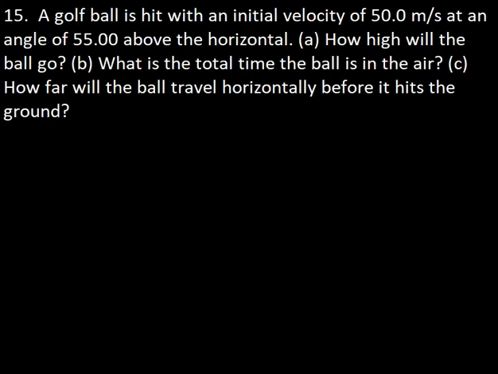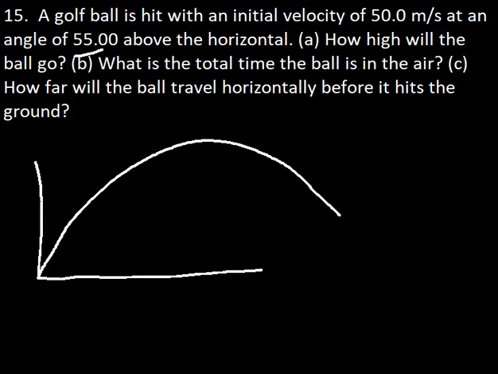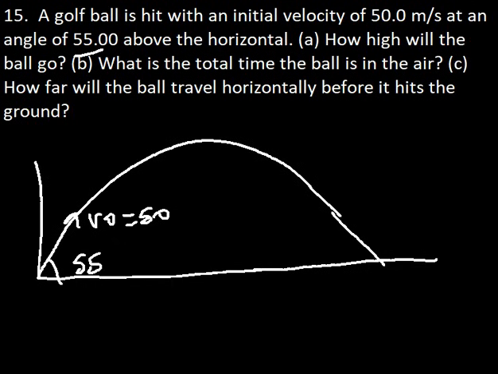Now, let's say this is a question. A golf ball is hit with an initial velocity at an angle above the horizontal. That is a typical case where the ball has been hit. We have the launch velocity, which is given as 50 meters per second, and the launch angle is given as 55 degrees above the horizontal. Now the question says: how high would the ball go? That is the maximum height, which you already know.